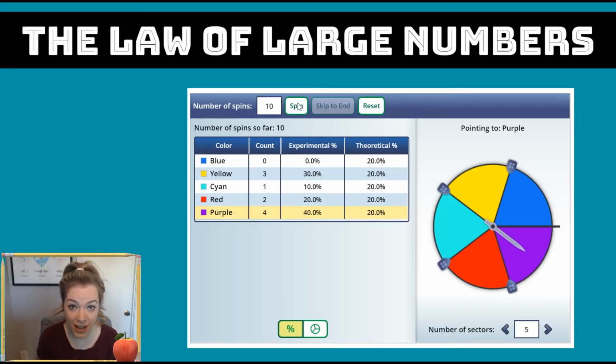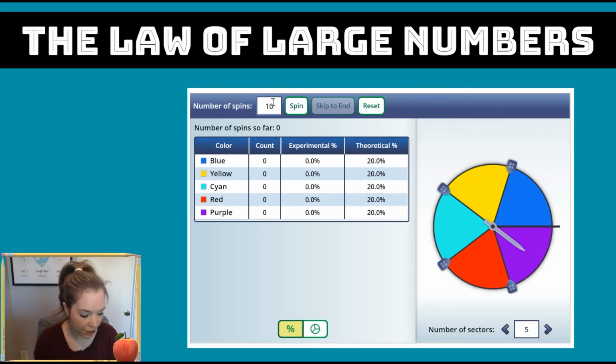Okay, so that was after 10 trials. Looking at it, I have vastly different experimental probabilities. Blue was at 0%, which is nowhere close to what we expected with 20. Yellow's a little bit high, cyan is low, red is spot on, but they should all have the same experimental probability to match that theoretical. And purple is also about double what it should have been. So with 10 trials, we have a large margin of error here. Now let's increase it to 100.